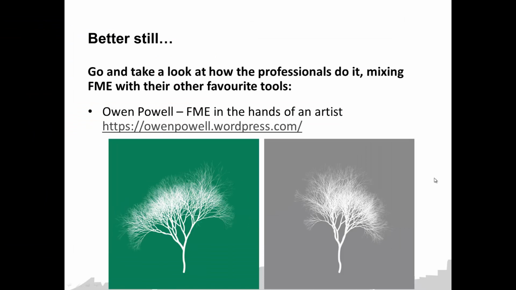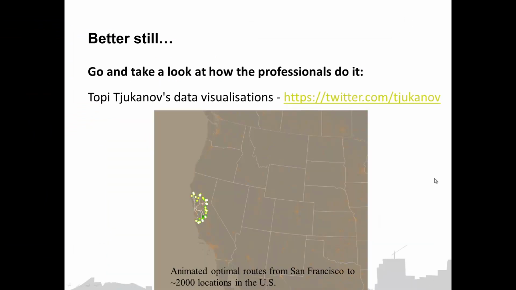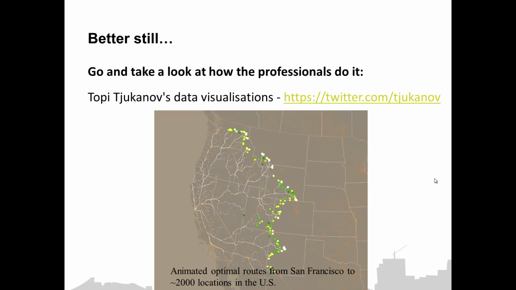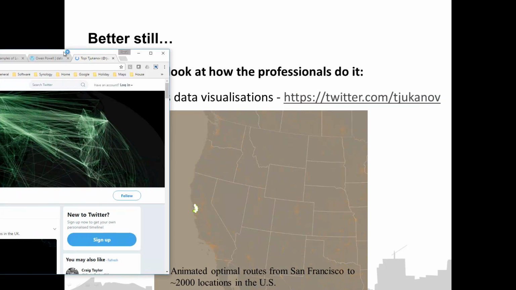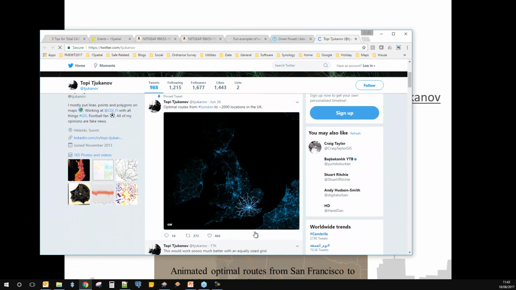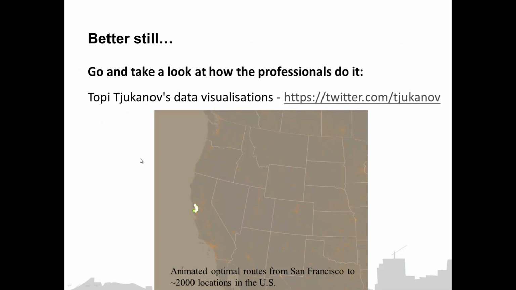And the other individual that I've been following recently is Topi Chukhanov. I hope I'm pronouncing his name correctly. He's a Finnish FME user who does some incredible visualizations with FME. Again, encourage you to go and have a look. There's his Twitter. If we just dive over, you can see that he's done a few of these types of visualizations where you can see effectively routing, optimal routing around particular locations.